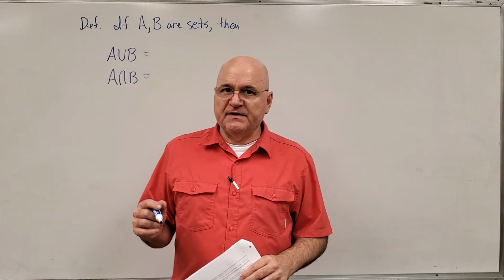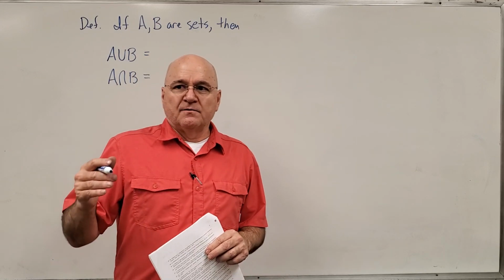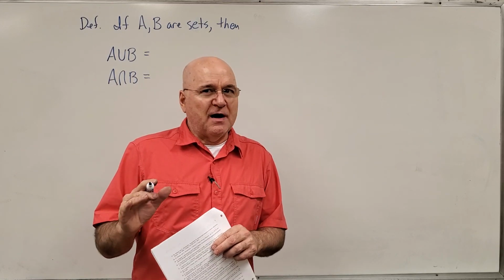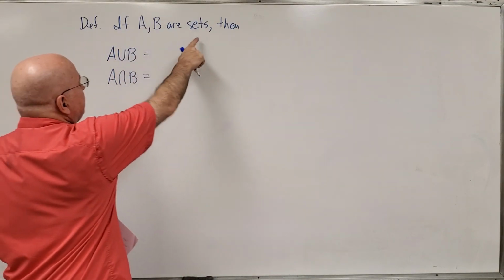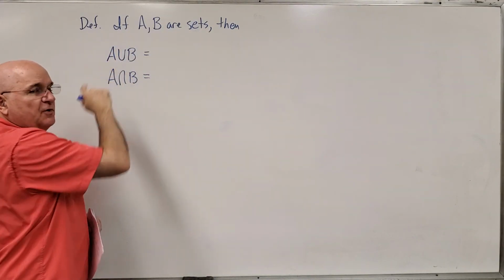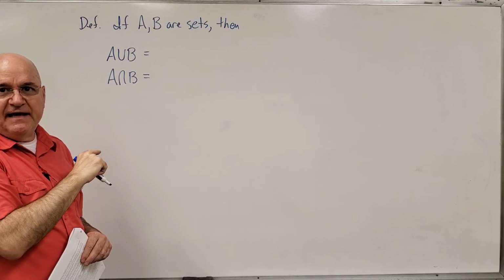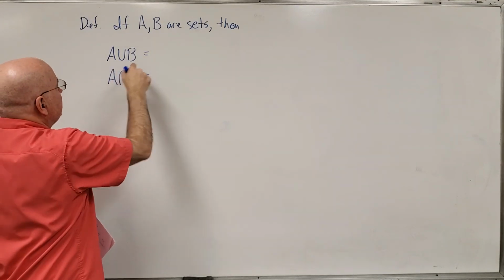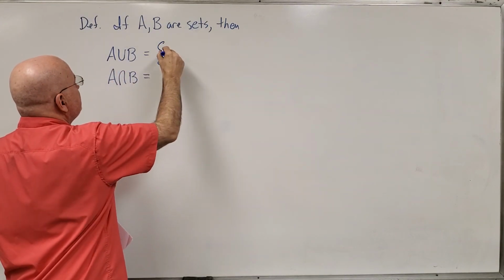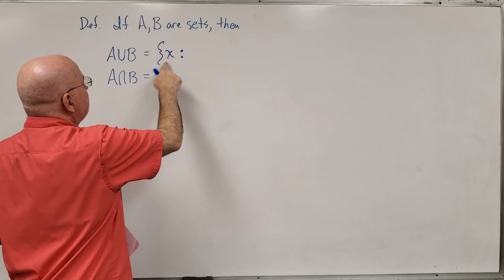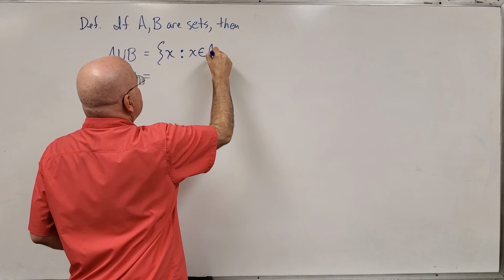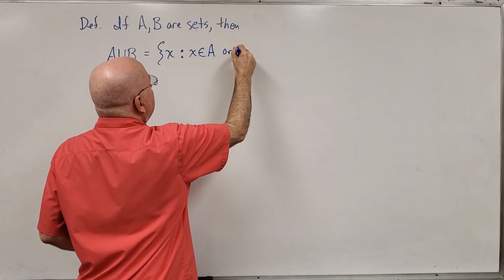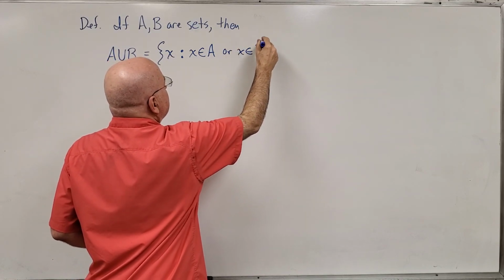And now a few more definitions about sets. Two definitions that you probably remember from previous math classes. If A and B are sets, then this symbol is the union of A and B. The union of two sets is defined to be the set of all x such that x is either in A or x is in B.